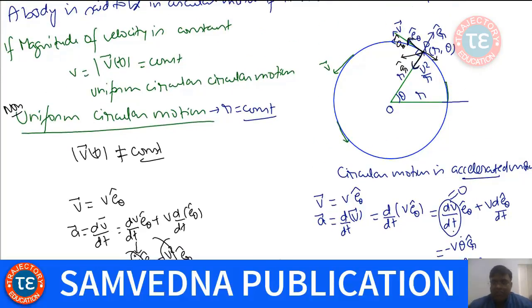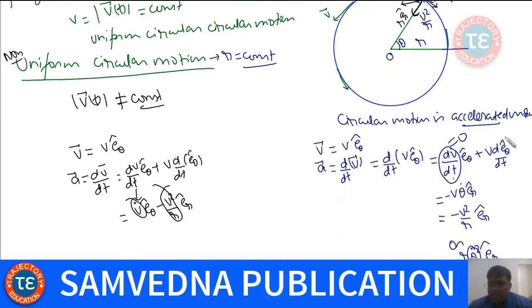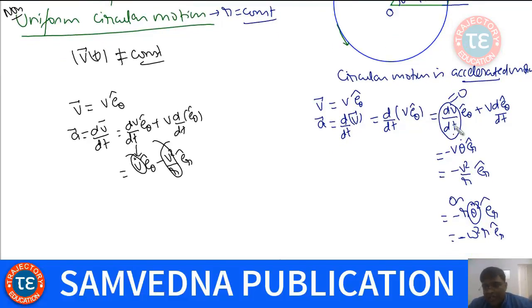It's only in uniform circular motion that the net acceleration lies in the radially inward direction, so you must make note of this. In uniform circular motion, this transverse part becomes zero and hence the acceleration is always radially inward. Whereas in non-uniform circular motion, where the magnitude of velocity is not constant, the acceleration is not radially inward. I hope you understand. I'll stop here and continue with the other topics in the next lecture. Okay, thank you very much.